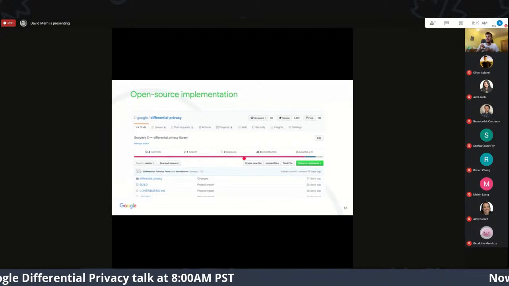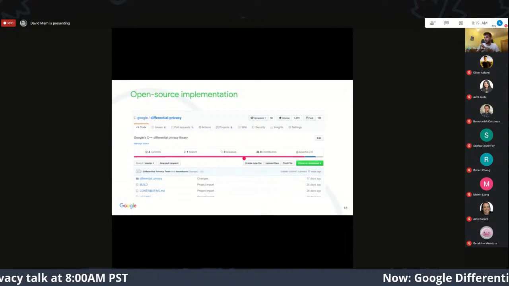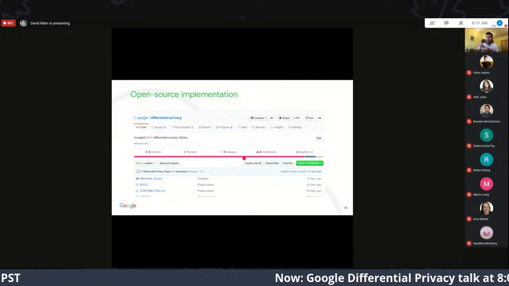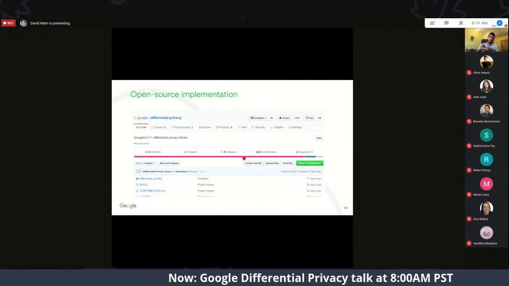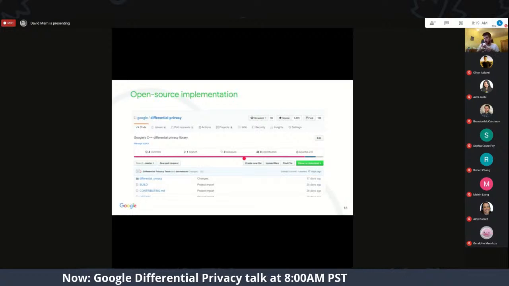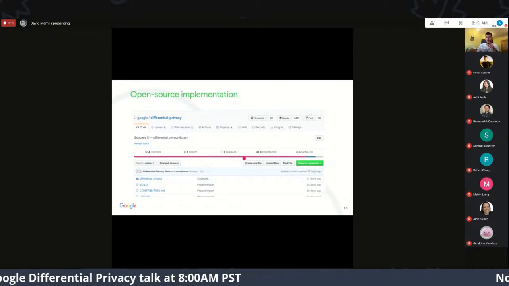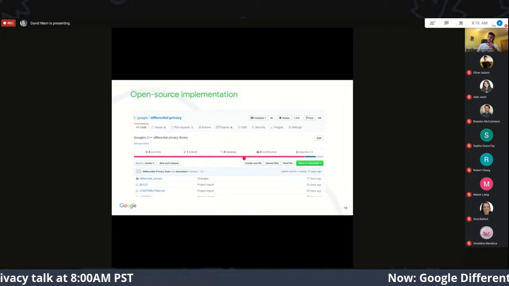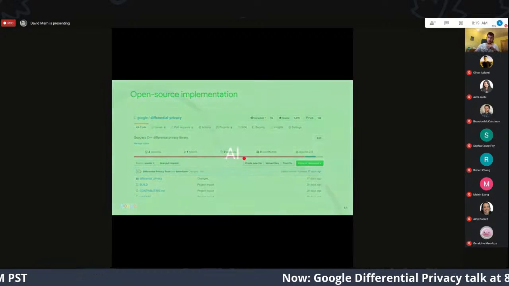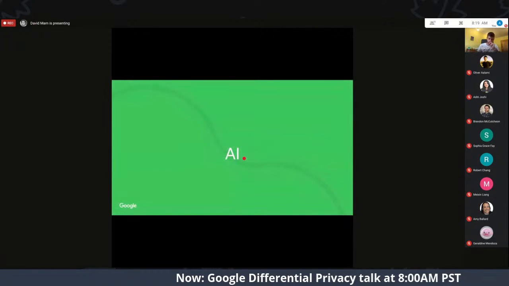The differential privacy libraries that we've published started out in C++, but we have also recently added support in Java as well as Go. And the link to this GitHub repository is shared in the Discord chat in the differential privacy channel.